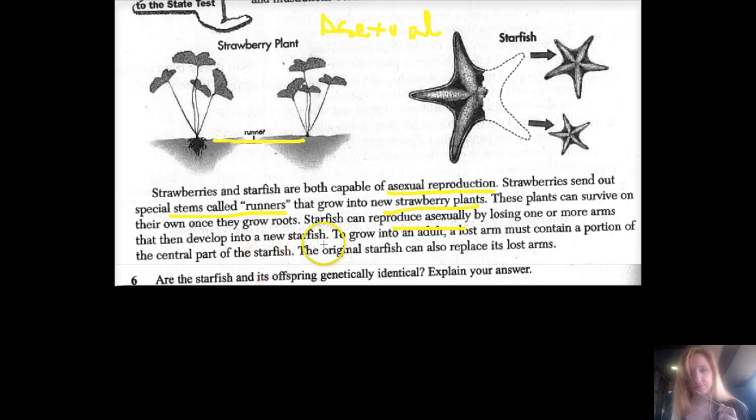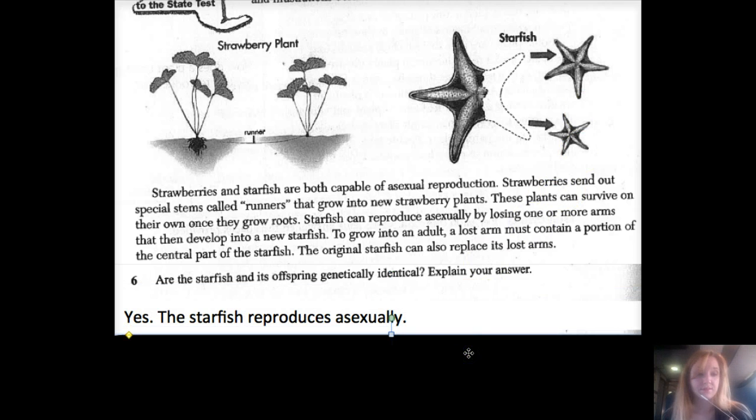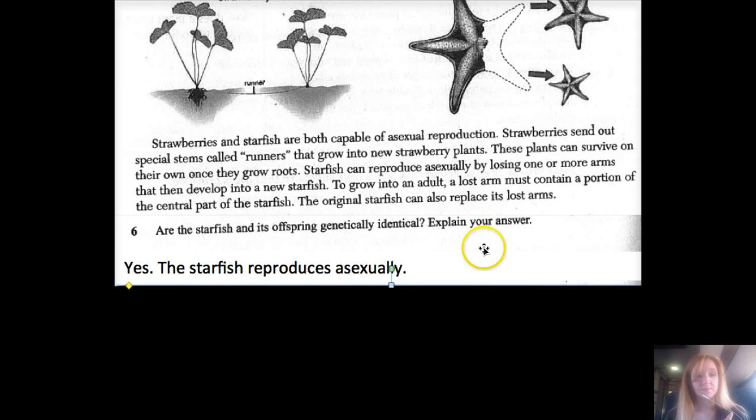All right, they develop into a new starfish and grow to an adult, and each large arm must contain a portion of the central part of the starfish. The original starfish can also replace its lost arms. Interesting. Are the starfish and its offspring genetically identical? Explain your answer. Well, were there two parents? Was there evidence of sexual reproduction? No, they must be identical. Even in the picture, you have a smaller and larger one. That could be because of when it happened or the amount that was lost. But yes, they're identical because the starfish reproduces asexually.